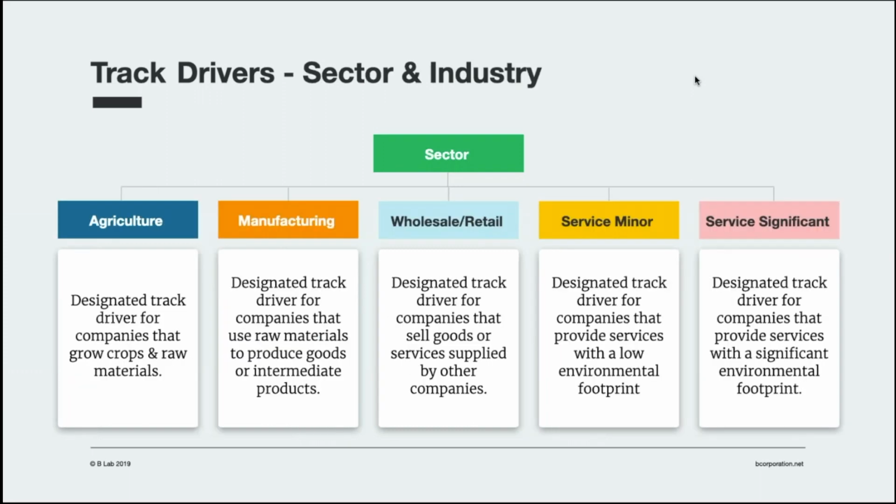For sector and industry, there are 5 distinctions that determine the selected track. The first is agriculture. This is applicable for companies that grow crops or harvest raw materials. The second is manufacturing. This is applicable for companies that produce goods or intermediate products. The third is wholesale. This is applicable for companies that do not have own production but sell goods to or through stores. Then there are 2 distinctions for service companies.